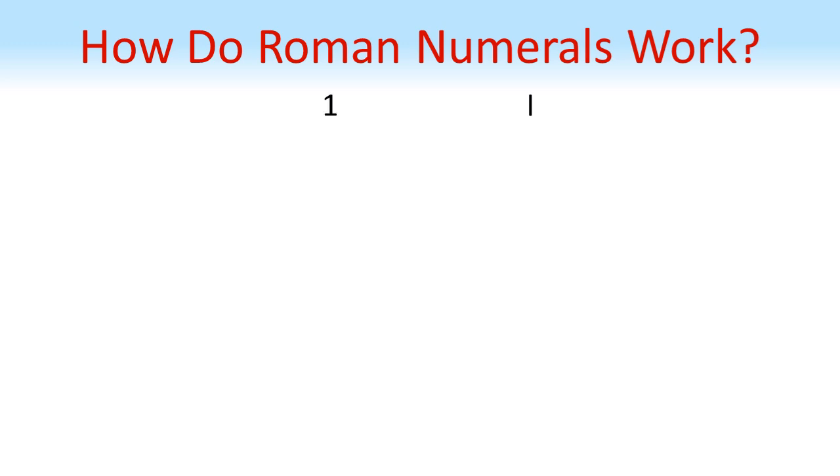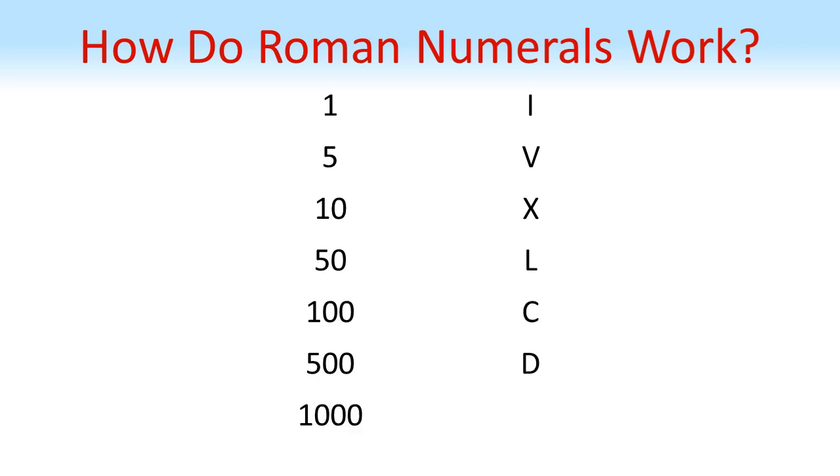So the number 1 is represented by the letter I, 5 is represented by V, 10 is X, 50 is L, 100 is C, 500 is D, and 1000 is M. And by putting these together in different combinations, we can make all of our numbers. We're going to look at how we can use these to make the number 1999.